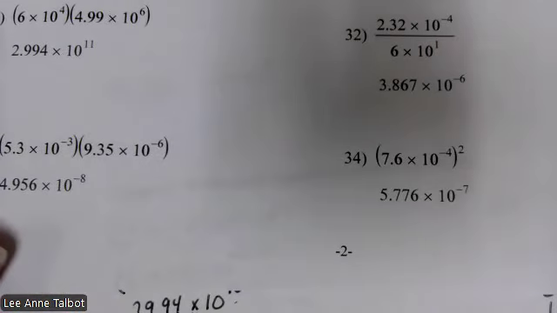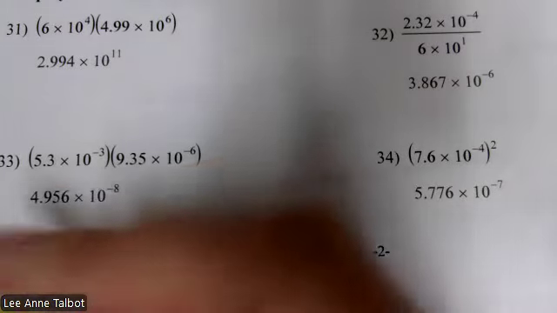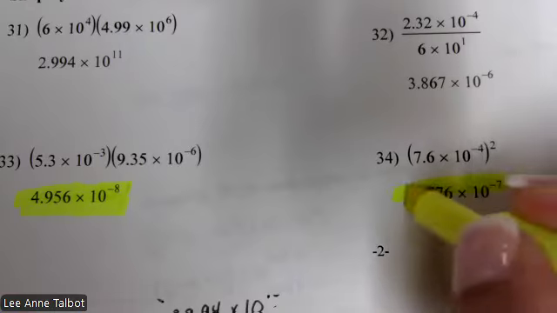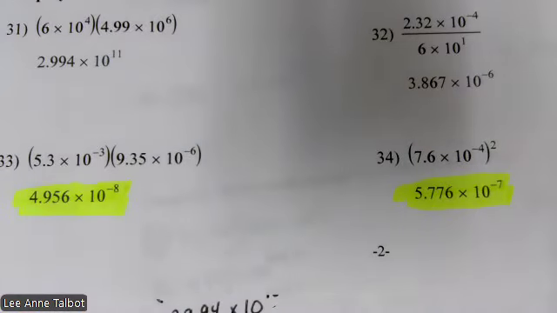Okay, and then the last two, 4.956 times 10 to the -8, 5.776 times 10 to the -7. Anybody want any help with either of those? Yes, Mia?